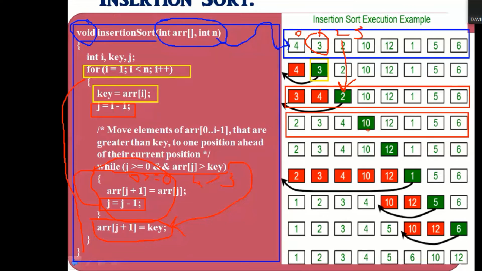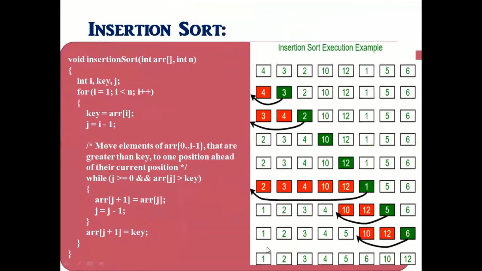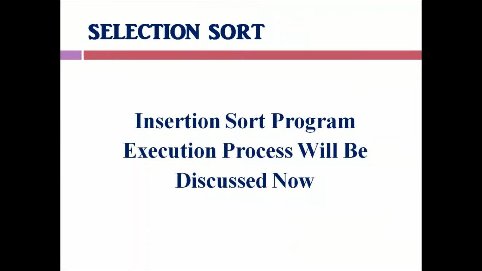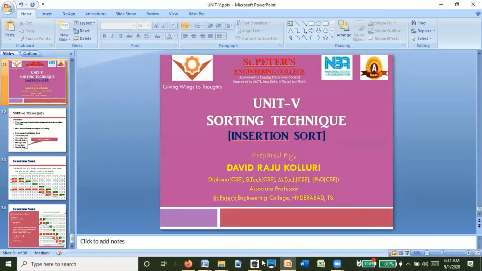In the same fashion 10, 12, 1, 5 and 6 will be picked and those elements will be moved to their original positions. Finally, you can obtain this particular sorted order. This we will see with the help of animation. We'll see that particular example.